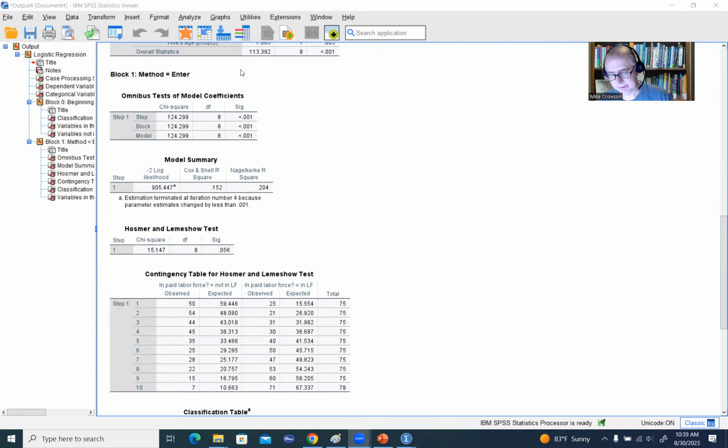We'll scroll on down and look at Block 1, which is the only block of variables that are included, and you'll see that we have our likelihood ratio chi-square test given. So the likelihood ratio chi-square is 124.299. The degrees of freedom for our model is 8, and you can see there's our p-value right there.